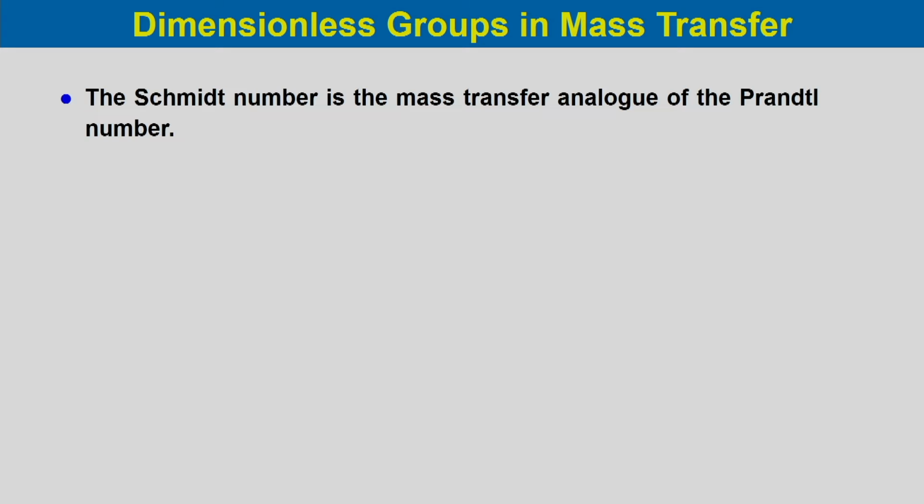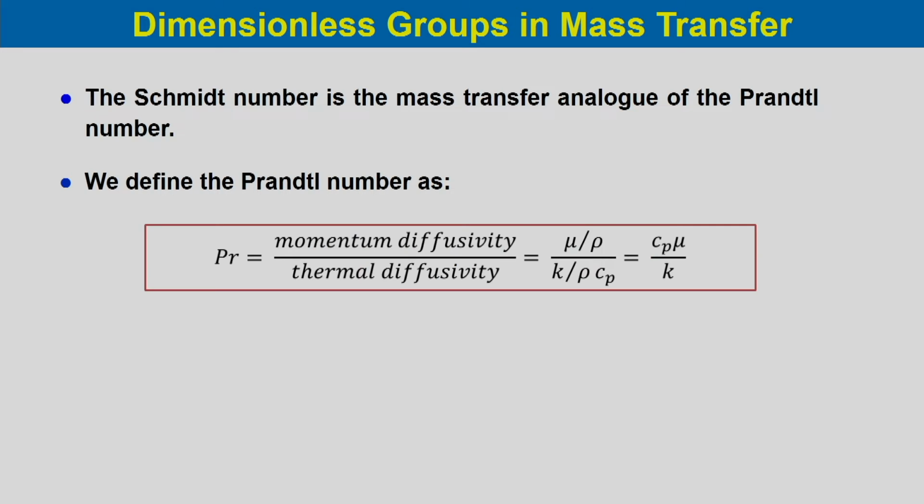Now, the Schmidt number is the mass transfer analog of the Prandtl number, as we have said. In case of heat transfer, we define the Prandtl number as the momentum diffusivity divided by the thermal diffusivity, momentum by thermal. So, momentum diffusivity is mu by rho, where mu is the viscosity and rho is the density, divided by k by rho Cp, that is the thermal diffusivity. So, the Prandtl number we can write as Cp mu by k.